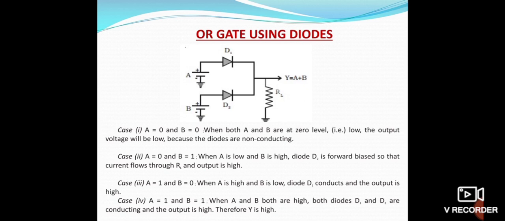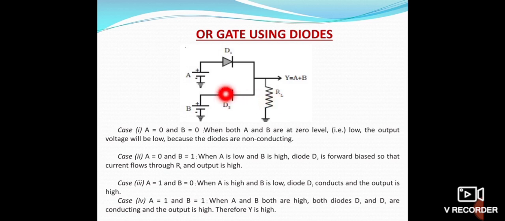Next, A equal to 0, B equal to 1. Here, the diode D1 is in reverse bias and D2 is in forward bias. So what will happen? Diode D2 will conduct and the current will flow in this direction and you will get an output. Next case, A equal to 1 and B equal to 0. The situation is similar to the previous one. That is, here the diode D1 will conduct and diode D2 does not. Therefore, the output is equal to 1.